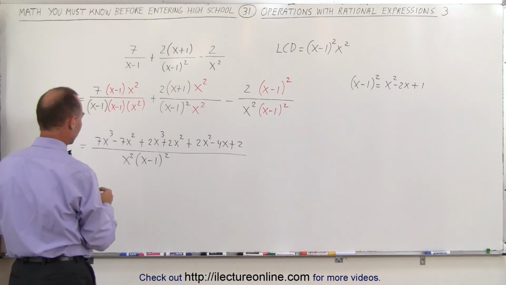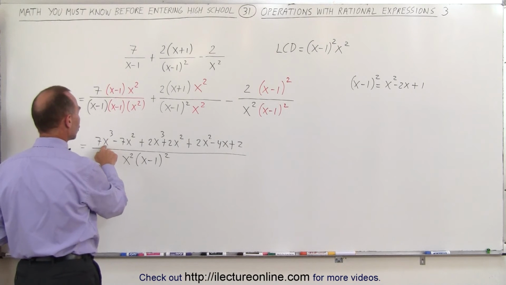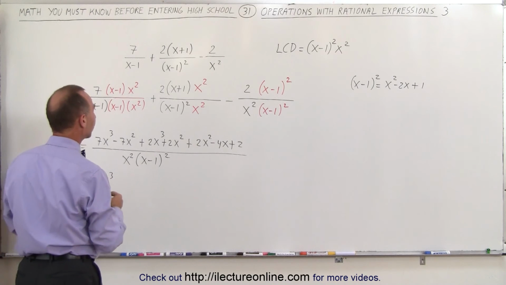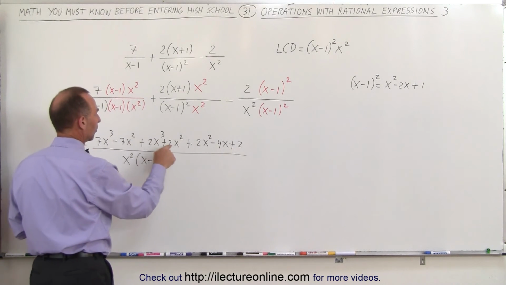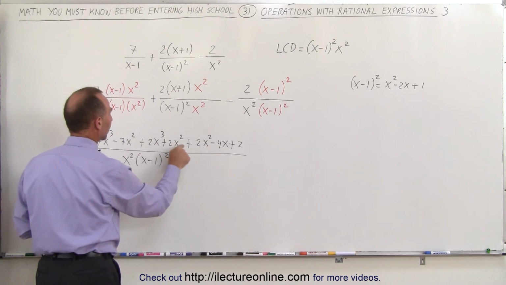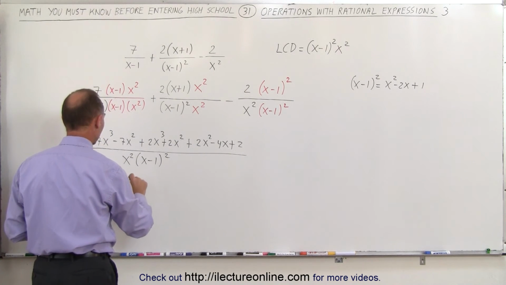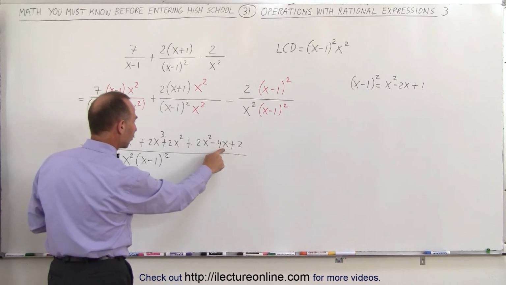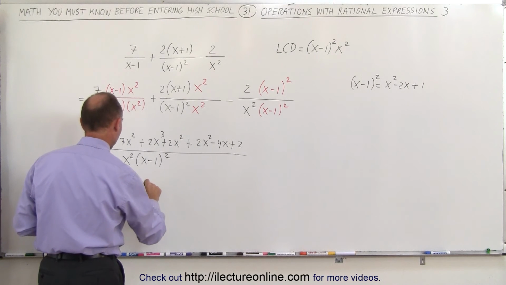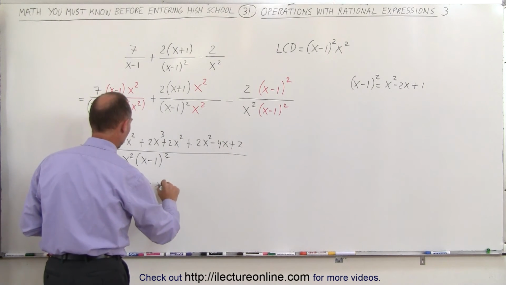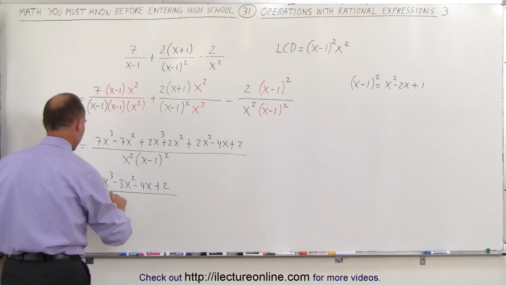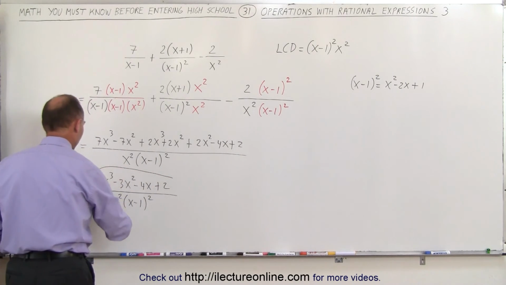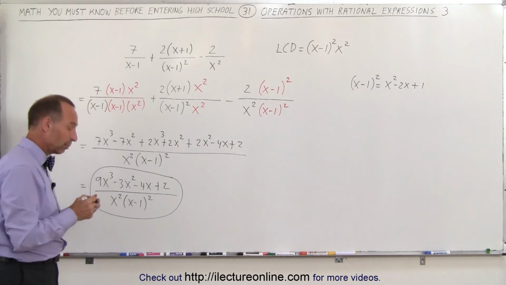This is equal to, first we start with the x cubed terms. 7x cubed plus 2x cubed is 9x cubed. The x squared terms, I have minus 7 plus 2 plus 2, that's minus 7 plus 4, which is minus 3x squared. I have a minus 4x term, a single x to the first power term, and plus 2, all divided by the denominator, which is x squared times (x minus 1) squared. And this would be the final form of that original problem.